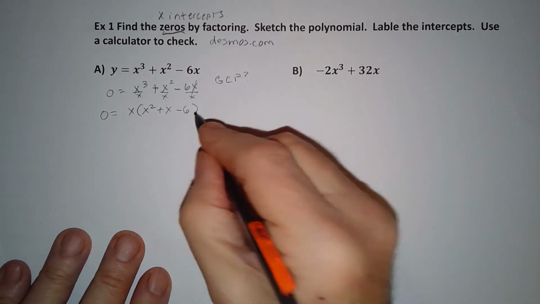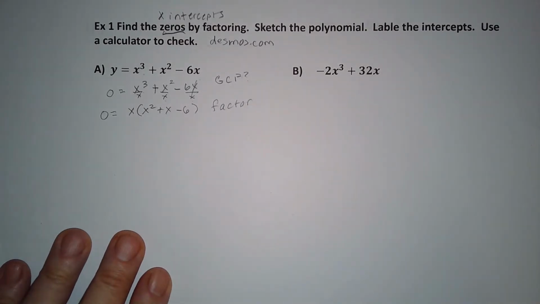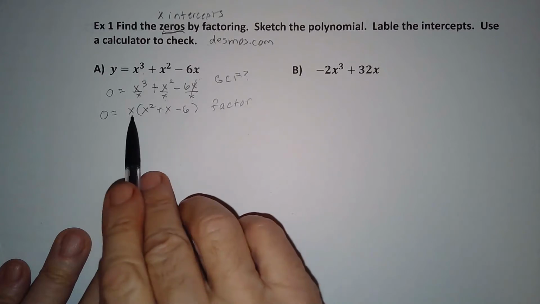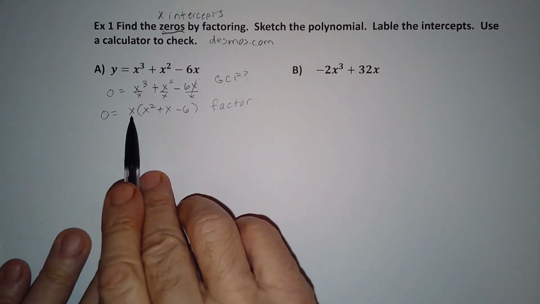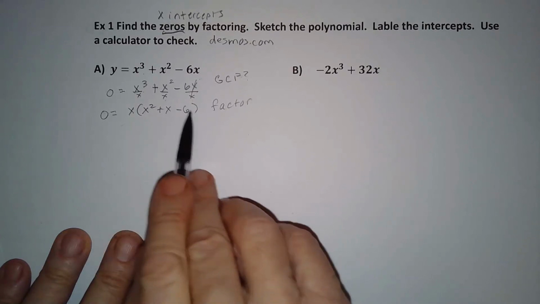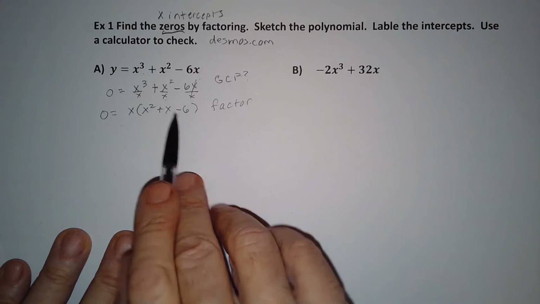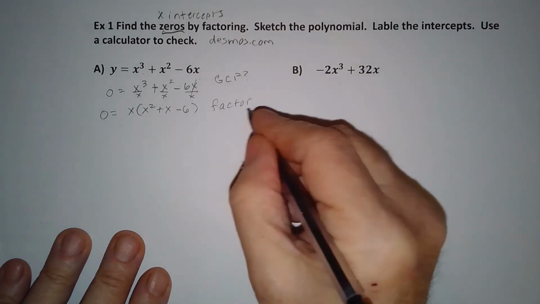All right, so now we're going to go ahead and factor this. What are we going to factor? Well, we already have the x factored out. The greatest common factor is out. Now we want to factor the trinomial, which is, again, using double bubble. So factor using double bubble.